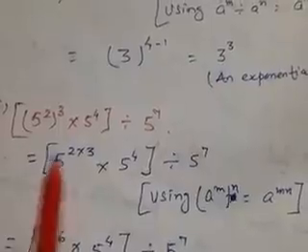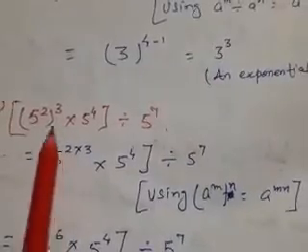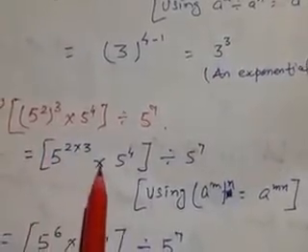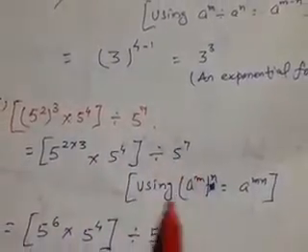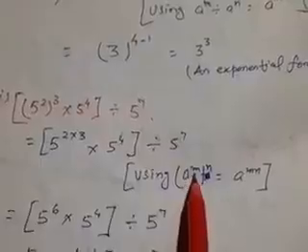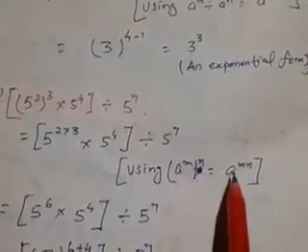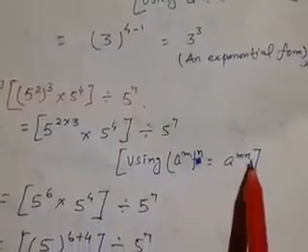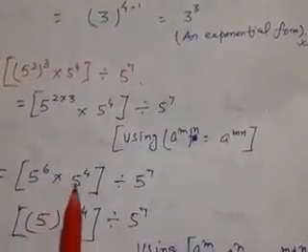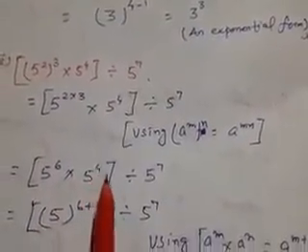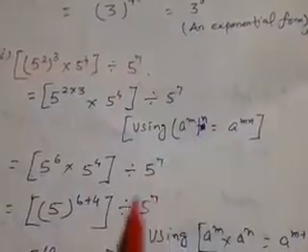It becomes 6: 5 to the power 6 multiply 5 to the power 4 divided by 5 to the power 7. As we know, (a to the power m) to the power n is equal to a to the power m multiply n. So 5 to the power 6 multiply 5 to the power 4 divided by 5 to the power 7.